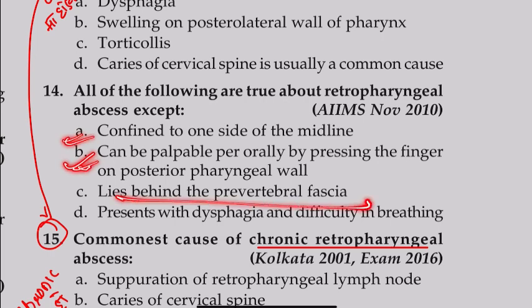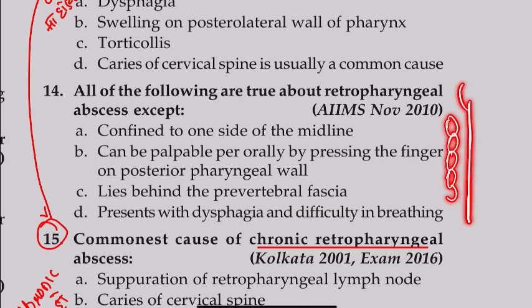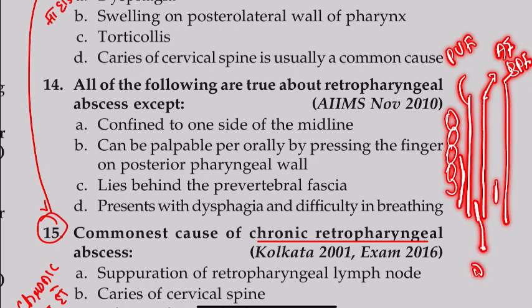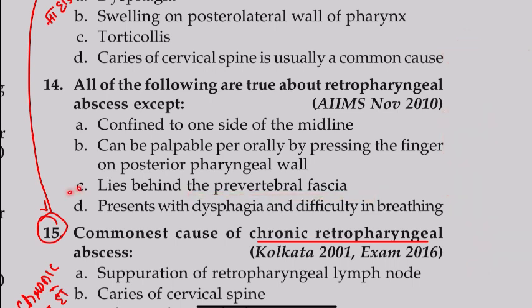Lies behind the prevertebral fascia. Does it lie behind the prevertebral fascia? No, right? We have the vertebra. In front of this vertebra we have the prevertebral fascia. Just in front of that we have the alar fascia. In front of these we have the buccopharyngeal fascia. Here we are talking about retropharyngeal abscess. The space within this is the prevertebral space, the danger space. And here is the retropharyngeal space, which lies between the alar fascia and the buccopharyngeal fascia. So it does not lie behind the prevertebral fascia. This is not the right statement.